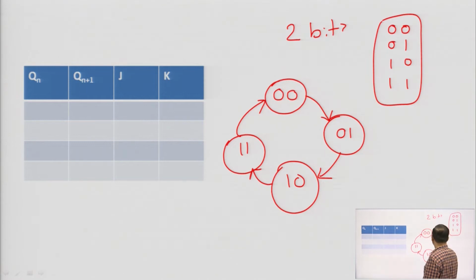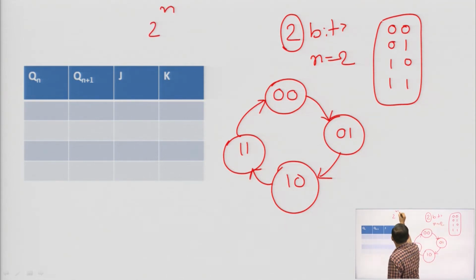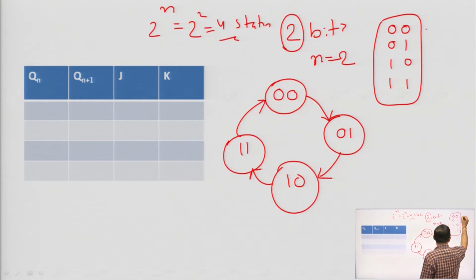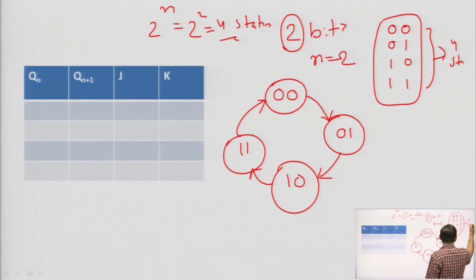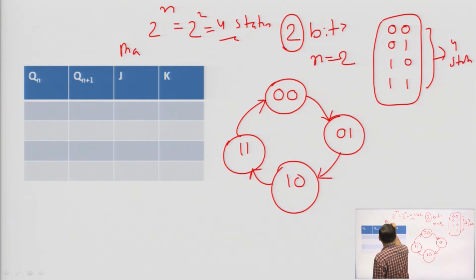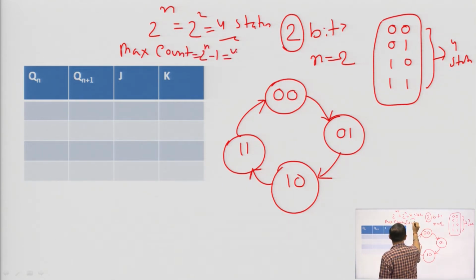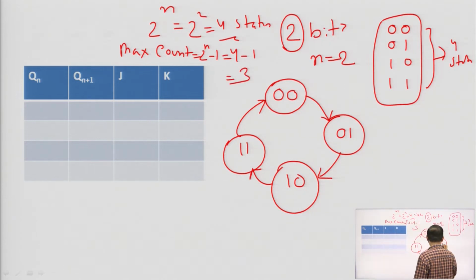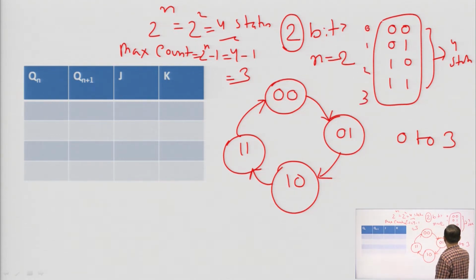Here it is 2-bit, so n is equal to 2. The number of states will be 2 to the power n, meaning 2 to the power 2, which is 4 states. And the maximum count will be 2 to the power n minus 1, so it will be 4 minus 1, which is 3. So, it is actually counting 0 to 3 only: 00, 01, 10, 11, which is 0, 1, 2 and 3 in decimal. So, it is counting up to 3 as the maximum count, clear?